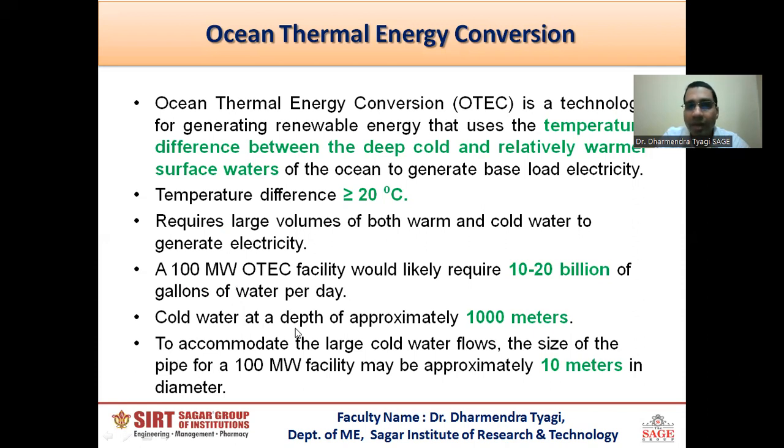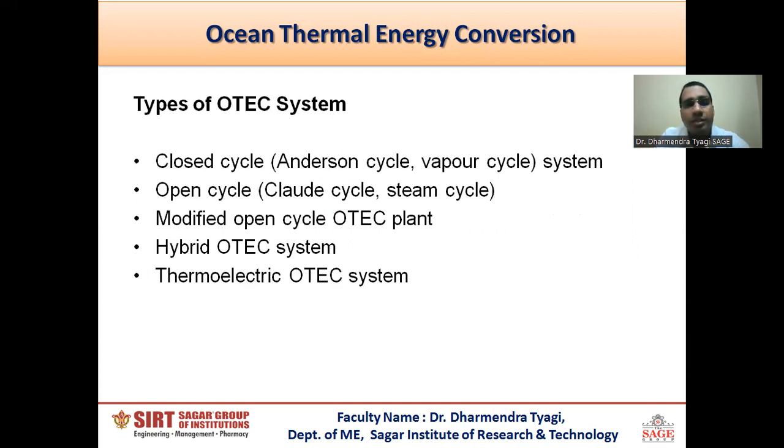The cold water is taken from a depth of approximately 1000 meters, or 1 to 2 kilometers. To accommodate the large cold water flow, the size of the pipe for a 100 megawatt facility may be approximately 10 meters in diameter.